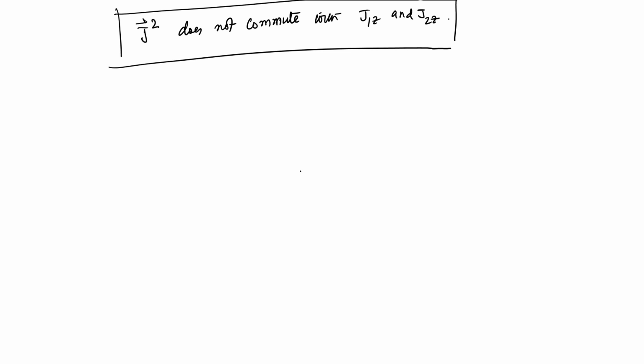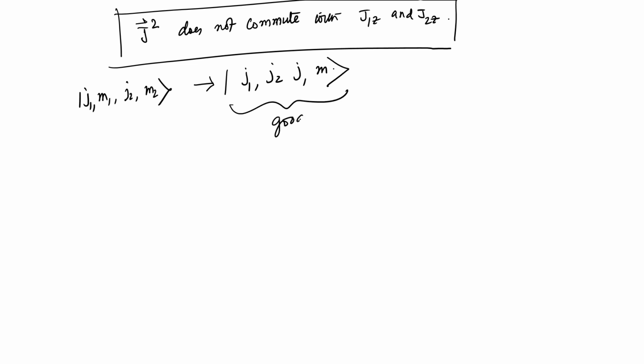So, this gives rise to two descriptions. What is the other description now? We have looked at one description, J1 M1 J2 M2. This is one description, but there is another description that is going to work for this, which is J1 J2 J M, right. That is going to work. This is also a good description, or good basis, of the problem for the total angular momentum of two particles, the sum of the angular momenta. This is also a good basis.